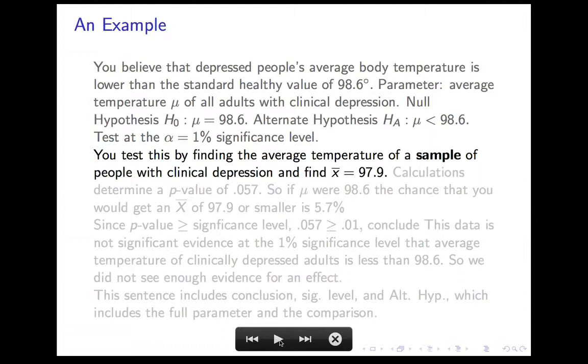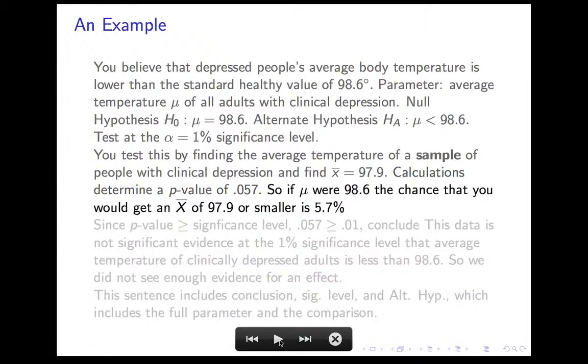How would you test this? Well, that's pretty obvious. You would go and find a sample of people with clinical depression, take the temperature of everybody in your sample, and find the average. So let's say we did that, and we found that X bar was 97.9. Now some calculation has to happen. We'll learn about that later. And let's say we end up with a p-value of 0.057.